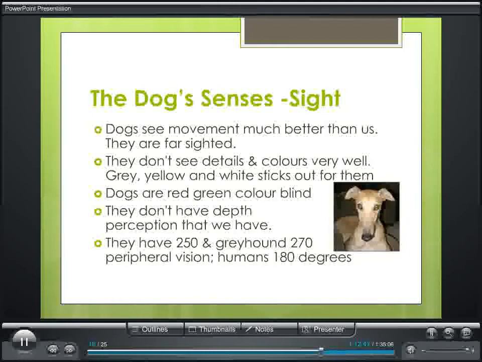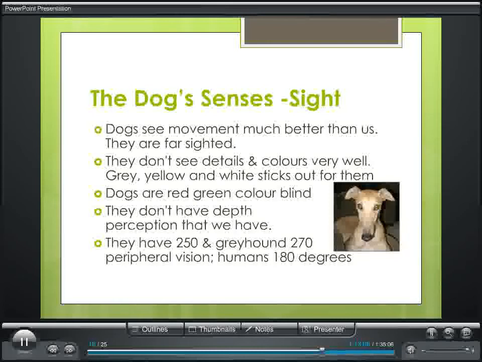They don't have that ability. So you'll see your dogs overstepping or understepping and not quite sure how to do that. So that's the reason for that. Now, their peripheral vision is what if they're looking straight ahead, how far can they see behind them?